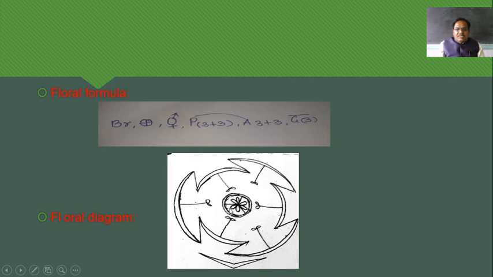Gynoecium is tricarpellary, then syncarpous, inferior ovary with axile placentation. Placenta arises from the central axis, so that shows the axile type of placentation. One more thing, each chamber: this is single chamber, this is second chamber, and this one is the third chamber. 3 chambers are there, so ovary is tricarpellary. Each chamber has 2 ovules. This is the nature of this one. And as bract is present, it is known as bracteate, and flowers have the actinomorphic condition.